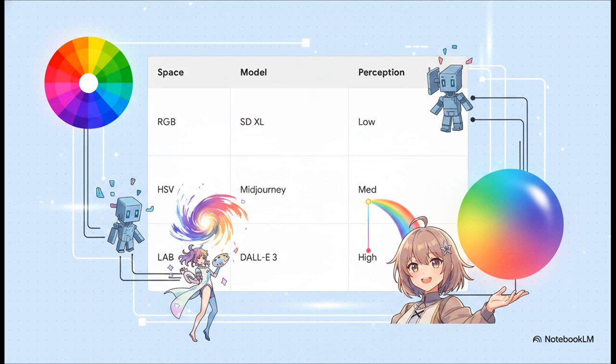Midjourney V6 sits somewhere in the middle, operating on HSV or HSL spaces. But look at DALL-E 3. It natively utilizes the LAB color space. LAB was explicitly designed to map directly to human perception. It's perceptually uniform, meaning a mathematical shift in the numbers perfectly matches a visual shift for our eyes.